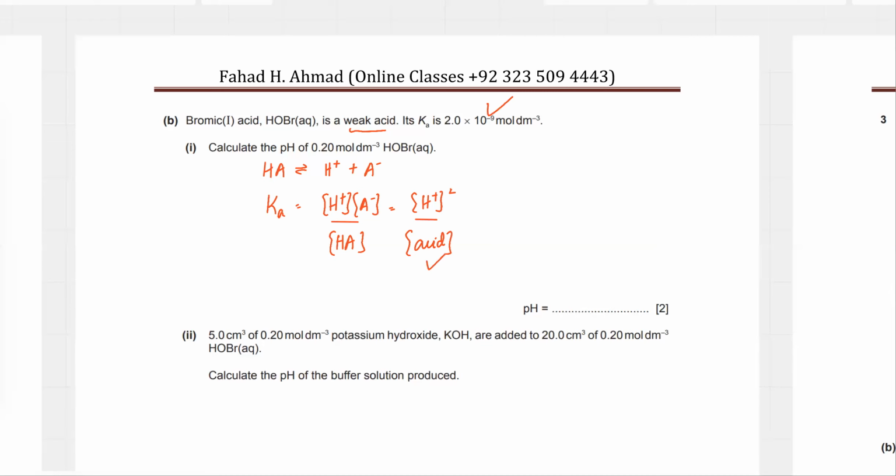You have the value of K that's given, and you have to find pH. The acid concentration is also given, so it's going to be H plus 1 squared divided by the acid concentration, which is 0.2. The K value that's already given is 2 into 10 to the power minus 9. So can somebody tell me what the pH is and what H plus 1 is?